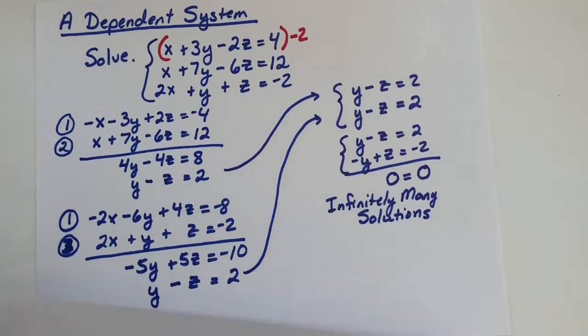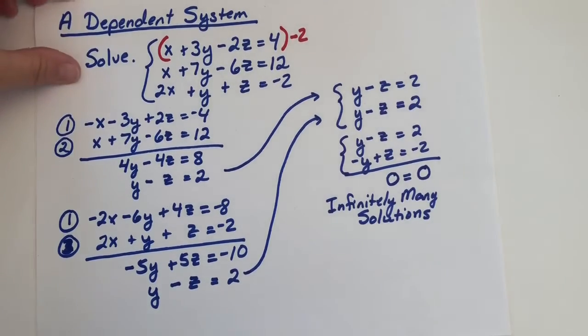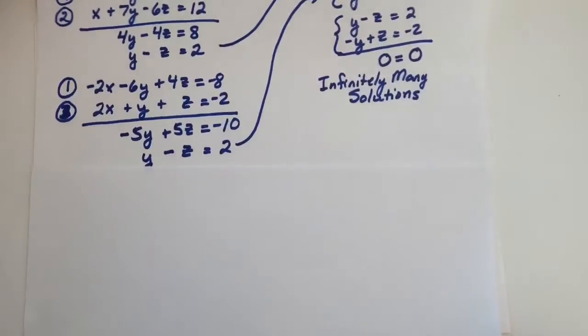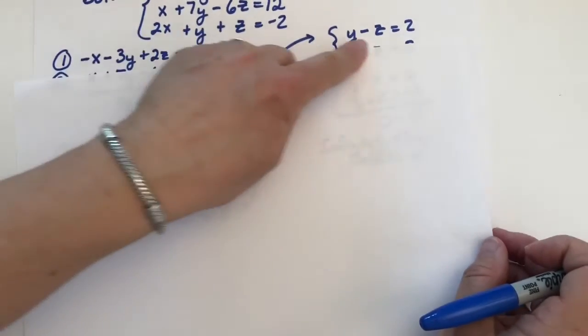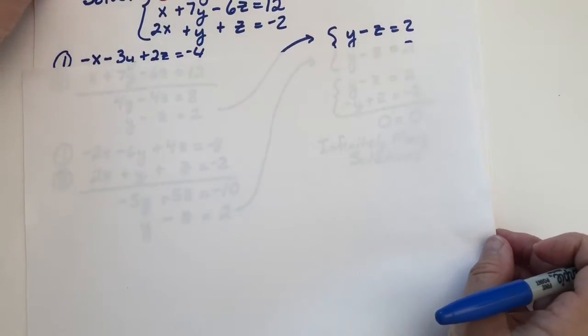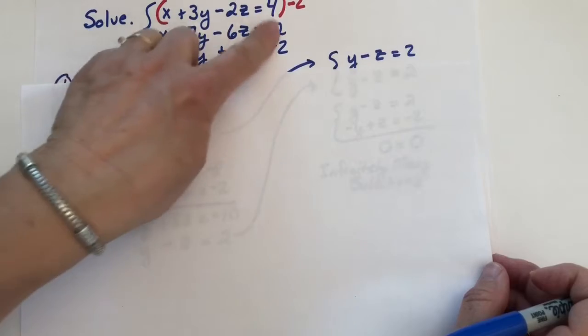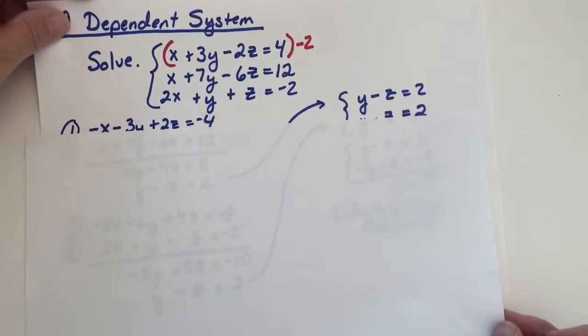I need a little more space here, so I'm going to use another piece of paper. I'm going to use the fact that y minus z equals 2 for every ordered triple that would be a solution to the original system.